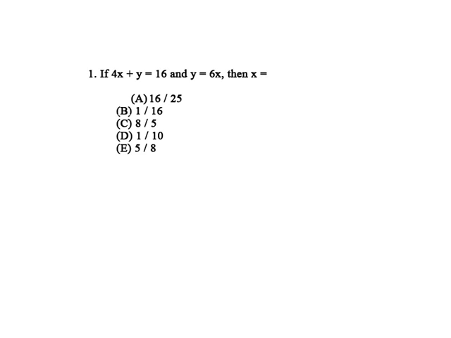When you see simultaneous equations on the test, you always want to focus on your target, and then you manipulate equations or make substitutions to get to your target. In this case, we want x. We're given that 4x plus y equals 16 and y equals 6x.